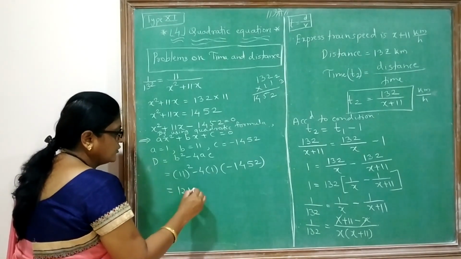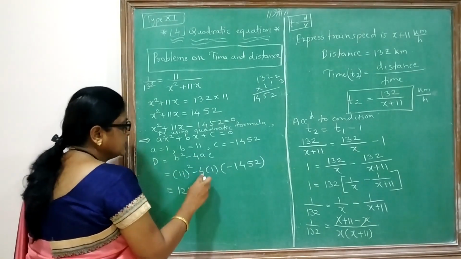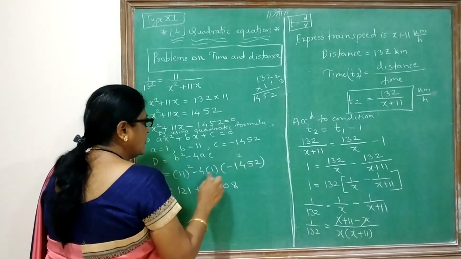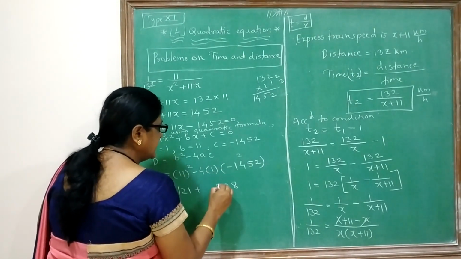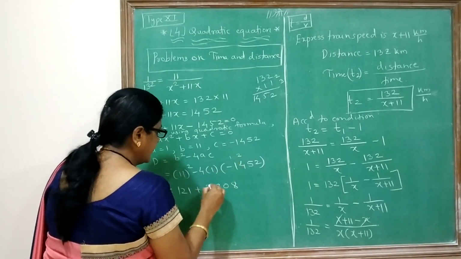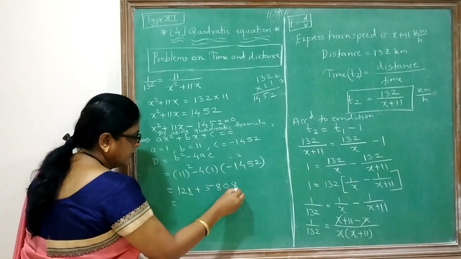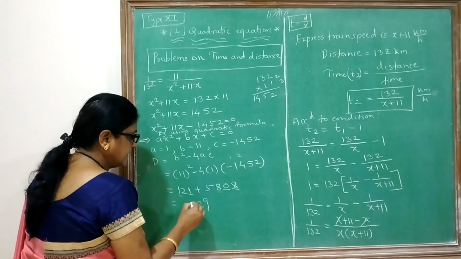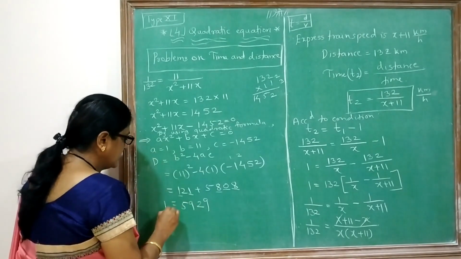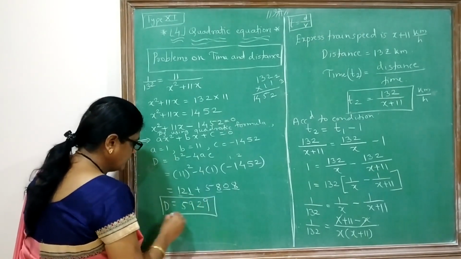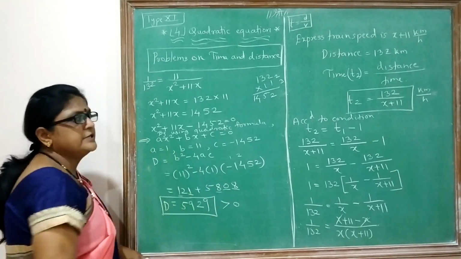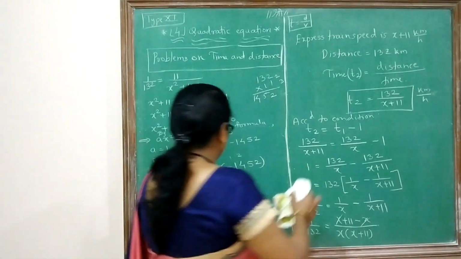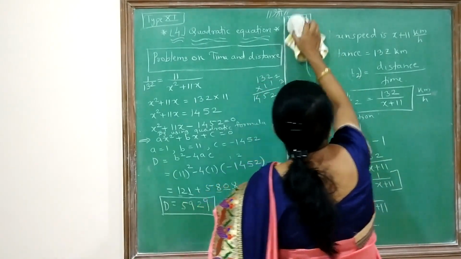11 square is 121, minus minus would be plus. 4 2s are 8, 4 5s are 20, then 2, 4 4s are 16, then 2 is 18, then 4 1s are 4, then 5. Then you will get 1 plus 8 is 9, 2 plus 0 is 2, and 1 plus 8 is 9, and here 5. D equal to 5929 and it is greater than 0, so it has two unequal roots. Then you will find alpha and beta.